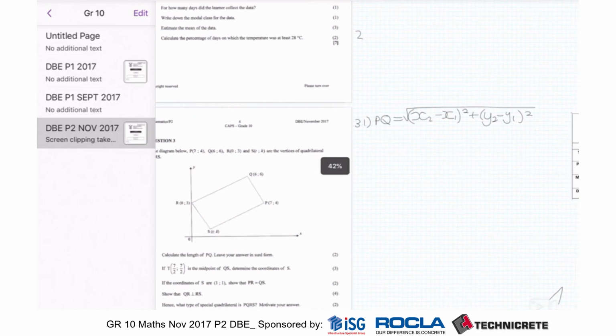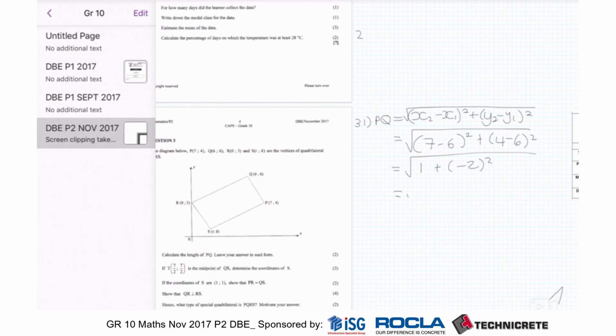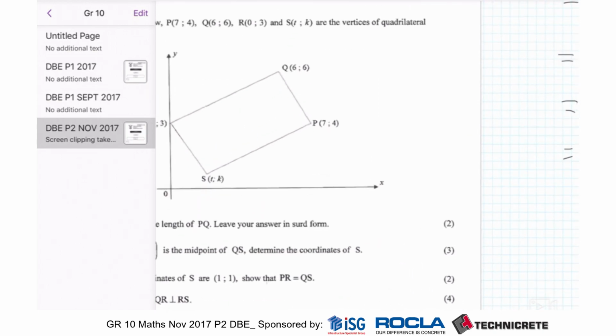Now let's take a look at my values that I want to put in there. So my x value of P is 7 minus 6 squared plus 4 minus 6 squared. It's equal to, this is 1 squared, so 1 squared is 1. And this is minus 2 squared. And we know that minus 2 squared becomes 4. So in surd form, my answer is root 5. Okay, so I'm going to just leave the answer here in case we run out of space.